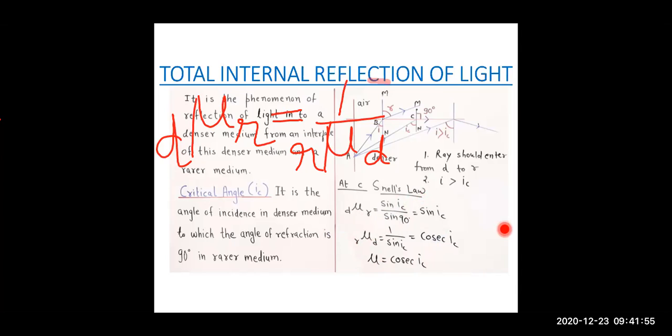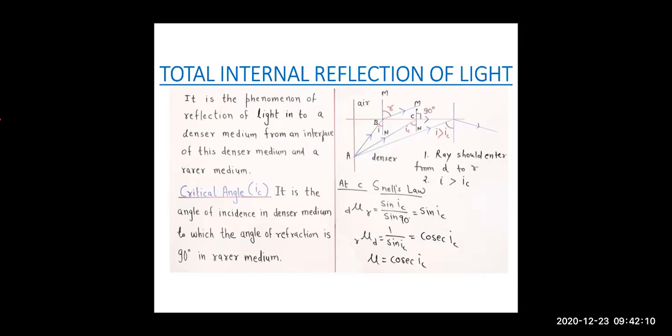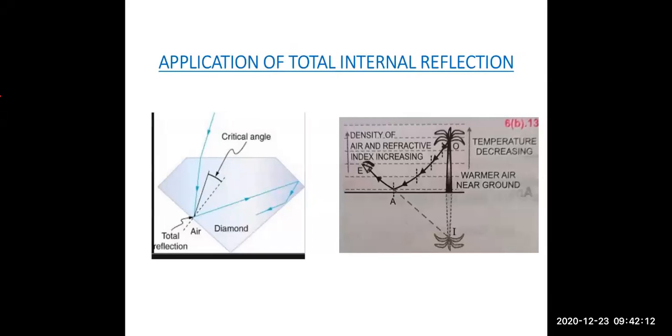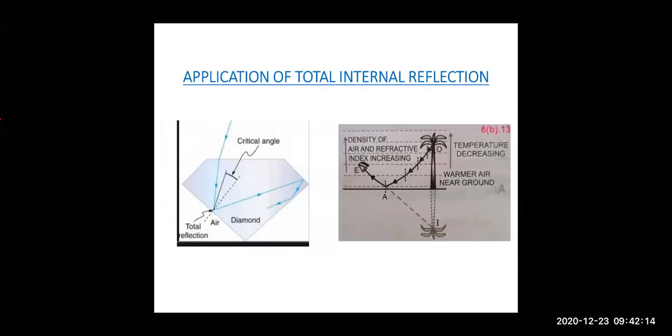Okay, this is the refractive index of denser with respect to rarer. So you have to be careful in the question that you are finding the refractive index of which surface, right? So this is your total internal reflection. Now there are some phenomena in nature where total internal reflection is seen.